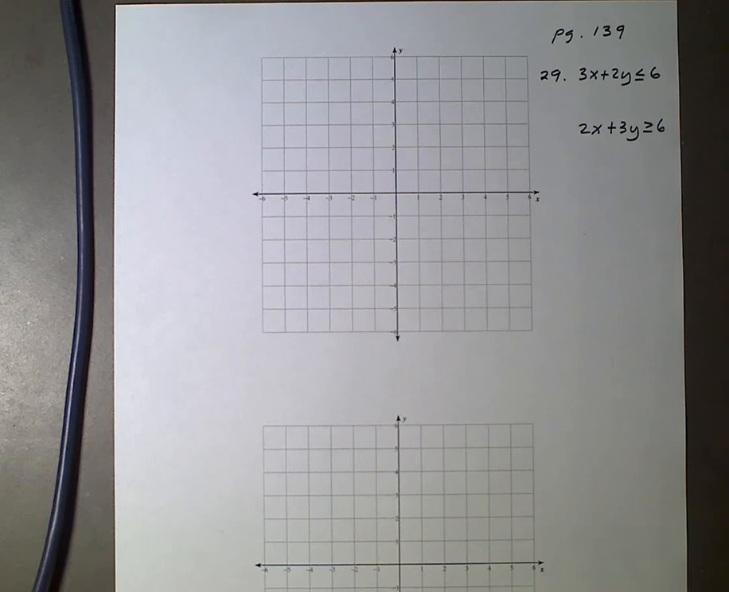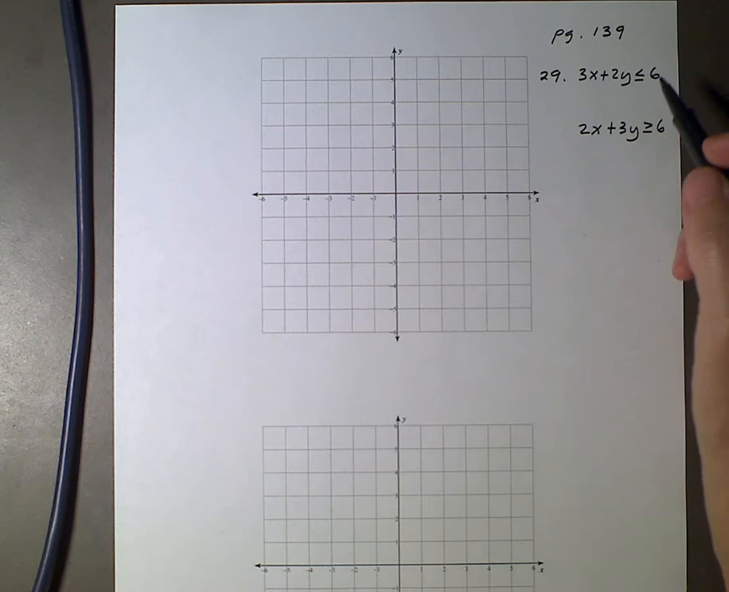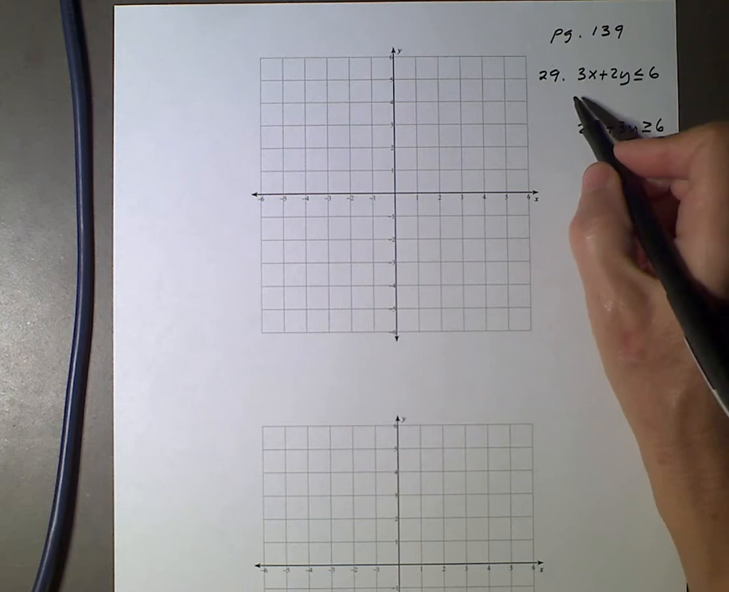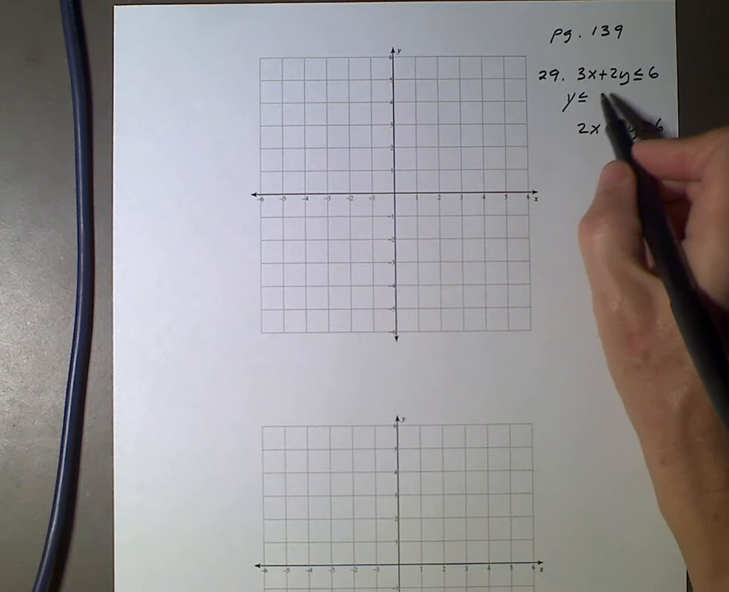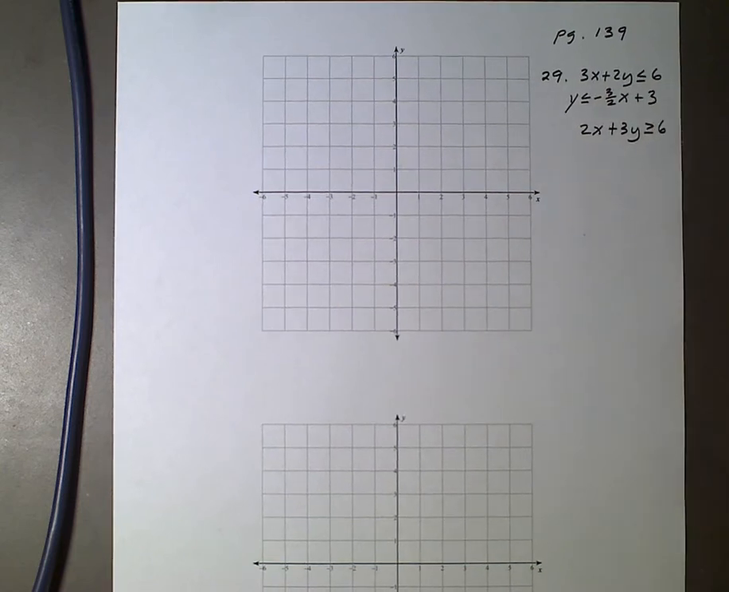This is number 29 on page 139, and I'm graphing this system of linear inequalities. So I have two equations, both in standard form, so I'm going to put them both into slope-intercept form. I'm not going to go through the whole process with that, but I know that the slope of this line is the opposite of 3 over 2. So I'm going to have y, and nothing's going to change signs here. Y is less than or equal to negative 3/2 x plus 6 divided by 2, 3. So if you go through the process, that's the inequality in slope-intercept form.